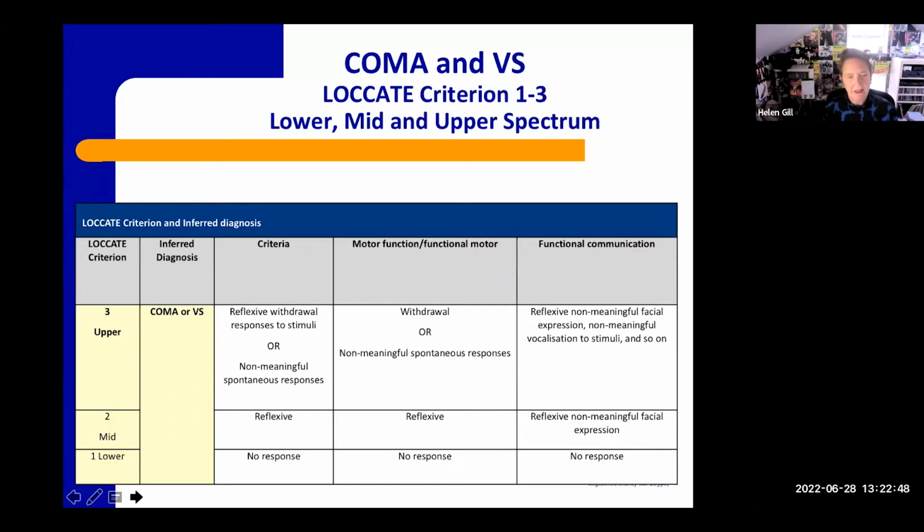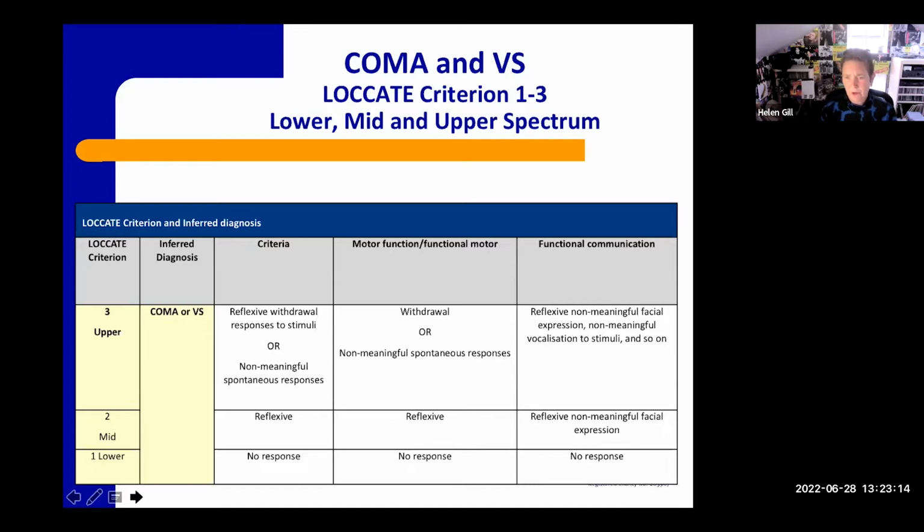Level 3 is slightly higher, a little bit more refined, but still not showing awareness or arousal if it's the COMA patient. So for motor, you'd have just a withdrawal response or those non-meaningful spontaneous movements. So they're slightly different to those reflexive responses, aren't they, at level 2, but they are still in the category of VS or COMA, depending on the patient's levels.